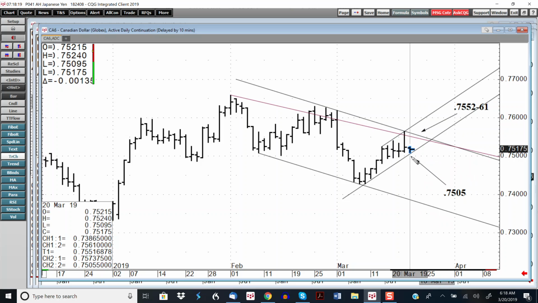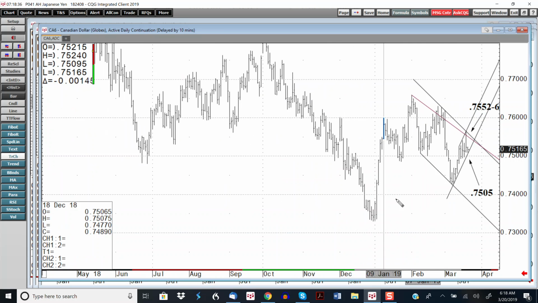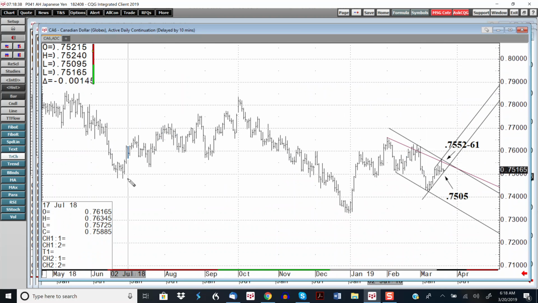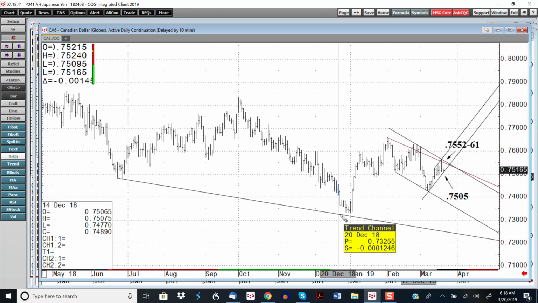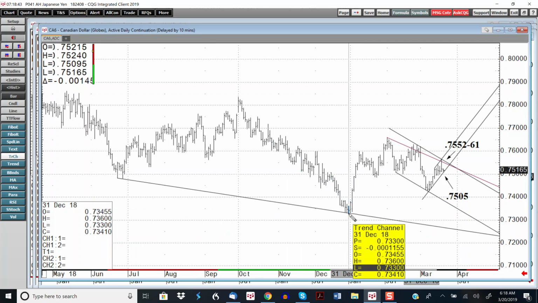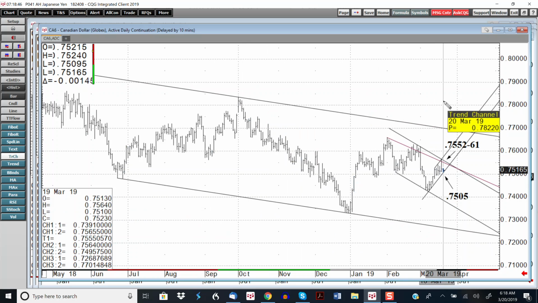So if we either A, test this resistance, or B, close below this support, this is the short sale opportunity that we've been talking about. And inversely, if we close above this 75.61 area, let me pull this back to see where this is at. This will be in the 77 handle for sure, 7,700 essentially.